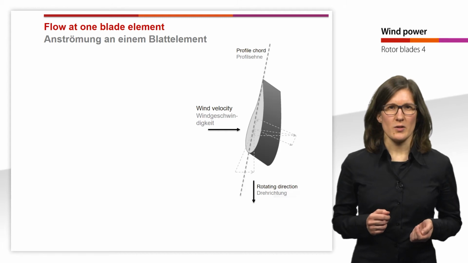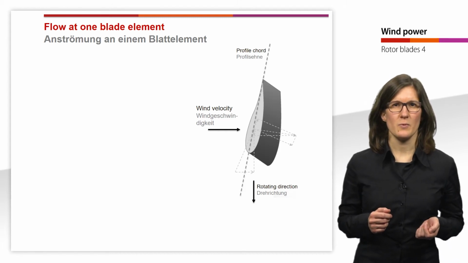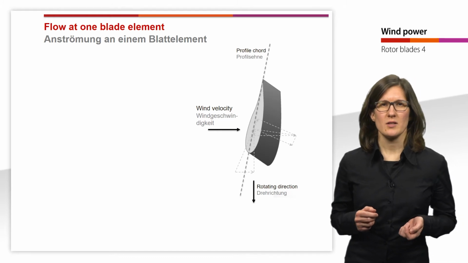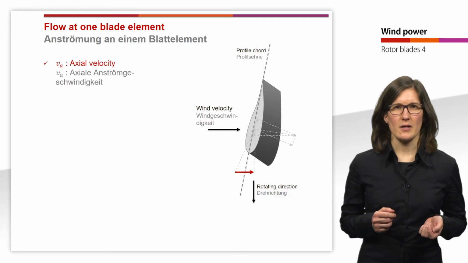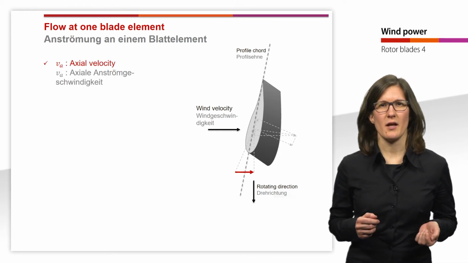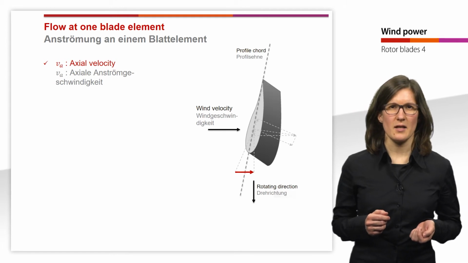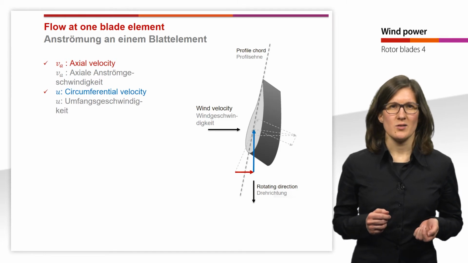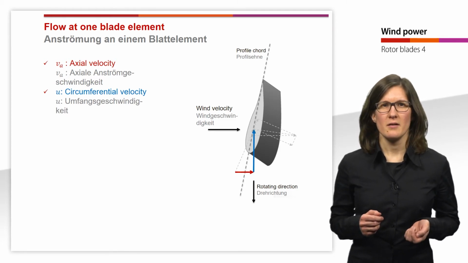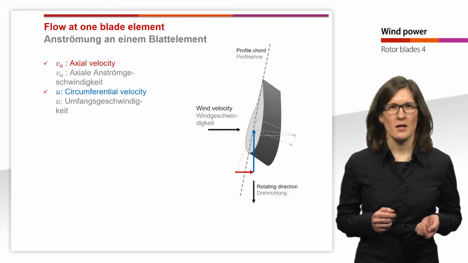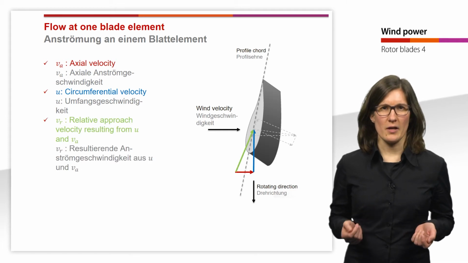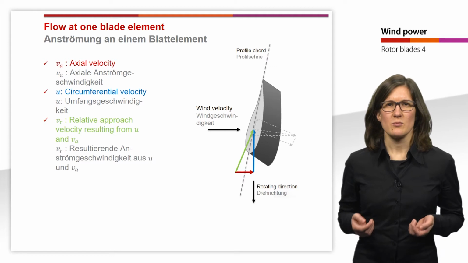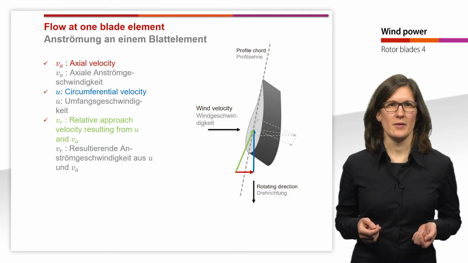Here in this picture a cross-section of the rotor blade is shown again. With the help of this picture I will now explain the relevant velocity vectors for one blade element. The red arrow shows the axial velocity VA. This velocity has the same direction as the wind velocity. And the blue arrow shows the circumferential velocity U. This velocity has the same direction as the rotating direction. And the green arrow shows the relative approach velocity, which is resulting from U and VA.